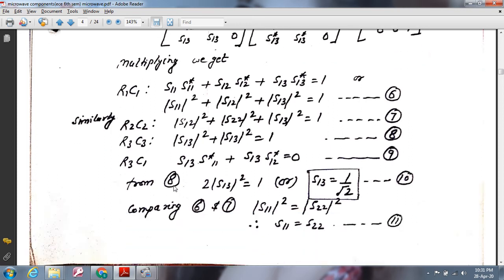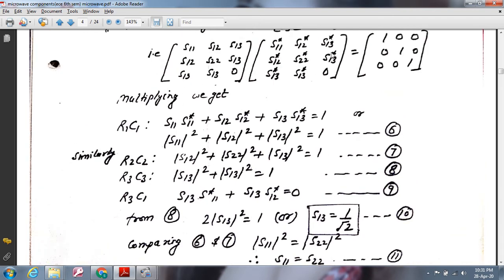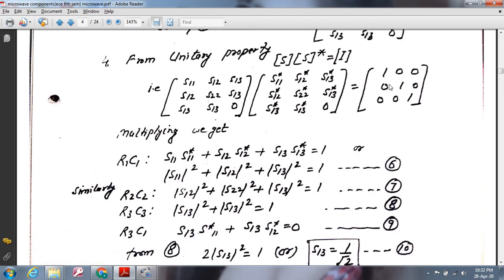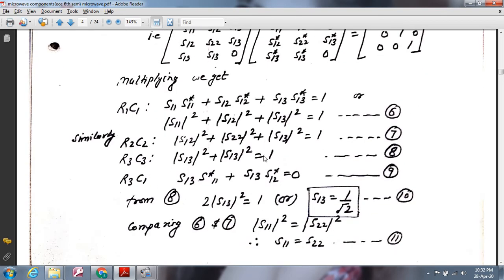Similarly, we can take R3 C3 equals, this is R3 and this is C3. If we multiply S13 into S13 star plus S13 into S13 star, this will again equal 1, because this is R3 and this is C3, so this will be 1. So R3 C3 will also equal 1. This is equation number 8.